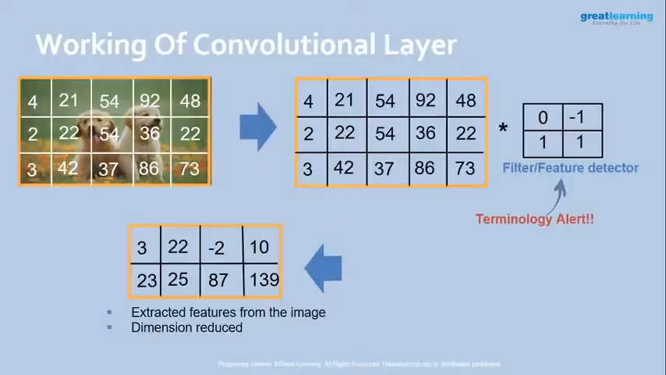Ma'am, can you give an example of it? Yes, I will give you the example. I'm just trying to make you understand the mathematical part of this convolutional neural network. I got a question from Dhamendra: how can you calculate the matrix from the filter or feature detector? For calculating, you need to multiply 4 into 0 plus 21 into minus 1, then plus 2 into 1 plus 22 into 1, right? This is how we do the calculation.